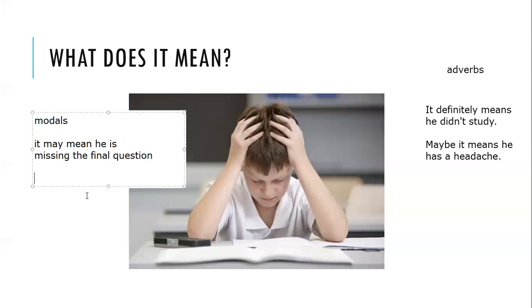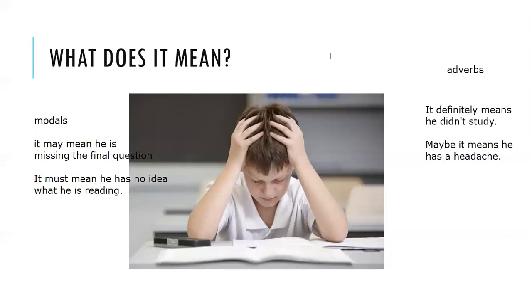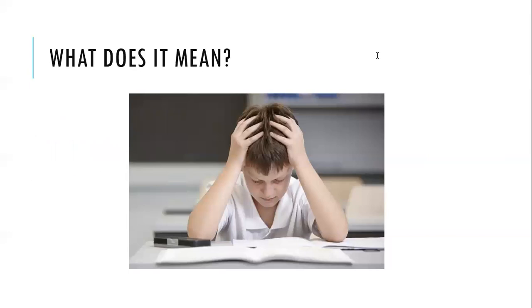And the strong possibility, a possibility that everybody can agree on, is by using "must." It must mean he has no idea what he is reading, which is a synonym. It's like saying the same thing with "definitely." It definitely means he didn't study, or it must mean he has no idea what he is reading. It's the same thing. He is lost. He didn't study. He doesn't know the answer. Okay.